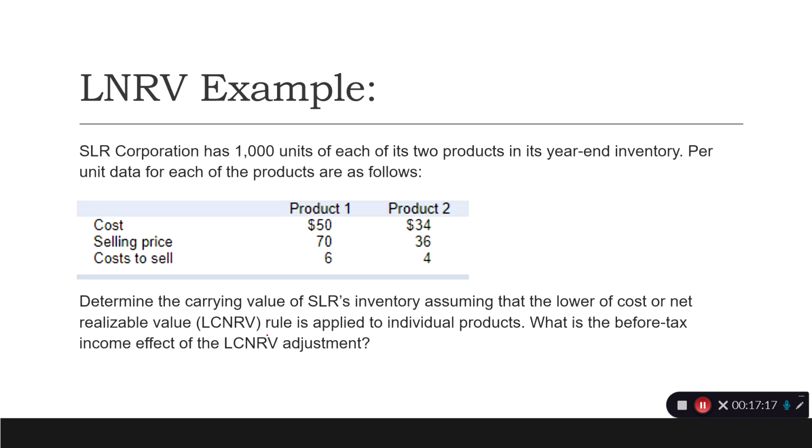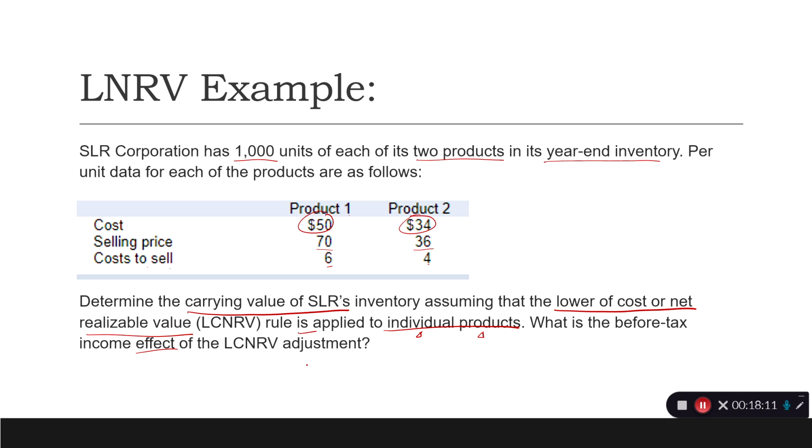So, okay, here's an example. SLR Corporation has 1,000 units of each of two products in its year-end inventory. And the per unit data of each of the products are as follows, right? We have a cost of $50 for product 1, and product 2's cost is $34. And the selling price for product 1 is $70 and product 2 is $36. The cost to sell product 1 is $6. The cost to sell product 2 is $4. So determine the carrying value of SLR's inventory, assuming that the lower of cost or net realizable value rule is applied to individual products. Okay, individual product. What is the before tax income effect of the LCNRV adjustment?